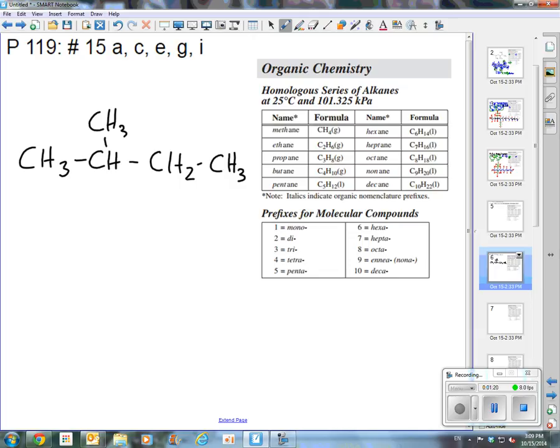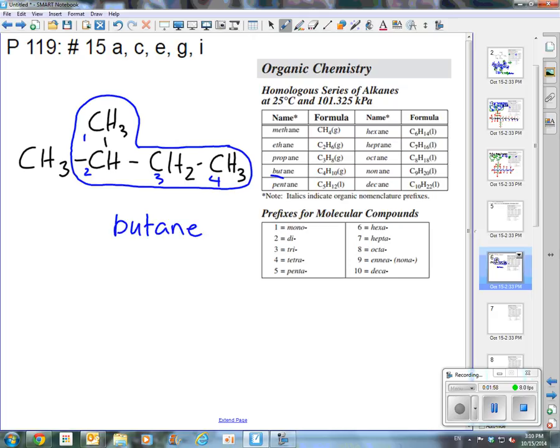The first thing that I'm going to want to do is identify my parent chain. In this case, my parent chain could continue to go on straight here, or it could curve up this way. We're only going to do it this way just to challenge ourselves, to make sure that we're not always just relying on the straight chain in the middle. So if I was to name this, first I'm going to go ahead and number my carbons. So 1, 2, 3, 4, 4 carbons. I've got but- there. So this particular parent chain is butane. Ane, because it's all single bonds.